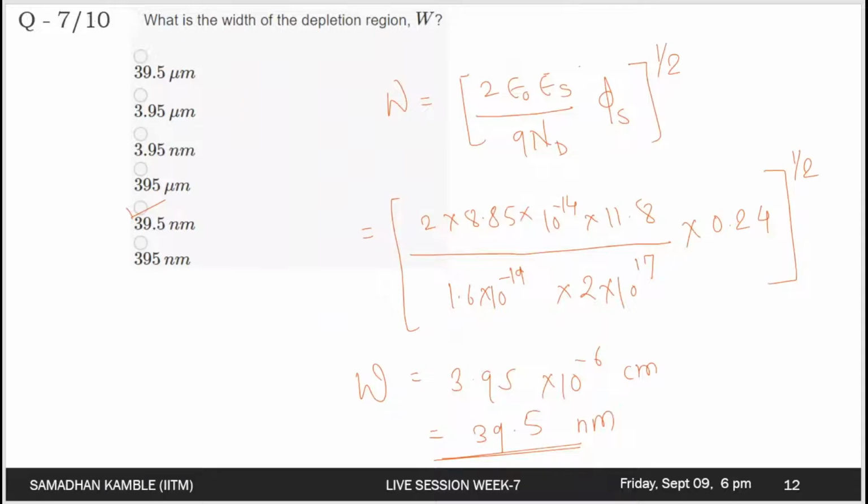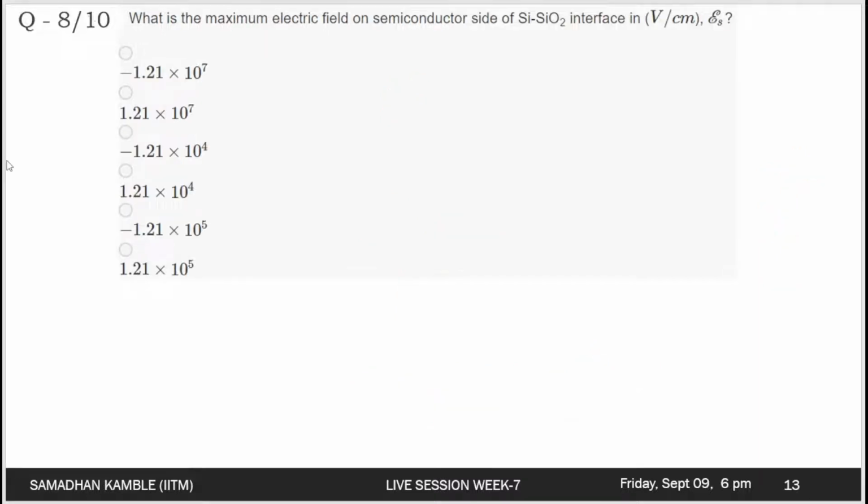If not, then let us move further. Okay, so now we are into the 8th question, second last question for this particular data. The question is, what is the maximum electric field on the semiconductor side of the silicon and silicon oxide interface?